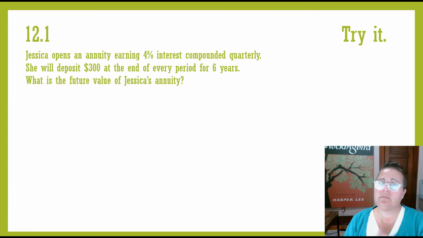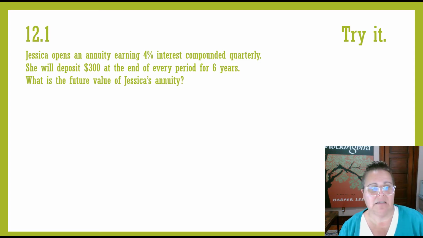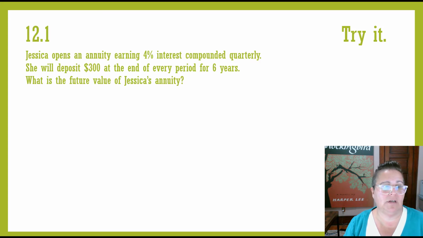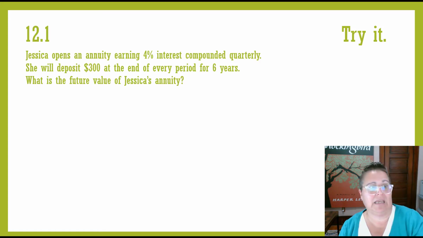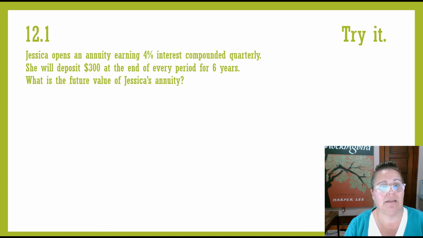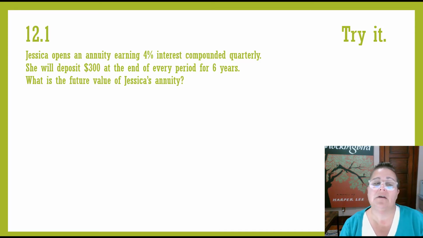Second example. Let's make sure we got it. Jess is opening an annuity earning 4% interest compounded quarterly. She's going to deposit $300 at the end of every period for 6 years. What is the future value of Jess's annuity? Okay, couple of things. We want to make sure that it's an ordinary annuity, which means it should be happening at the end, and it does say at the end. We know it's a 4% interest rate compounded quarterly. Quarterly is 4 times a year, and we know that Jess is going to do this for 6 years.